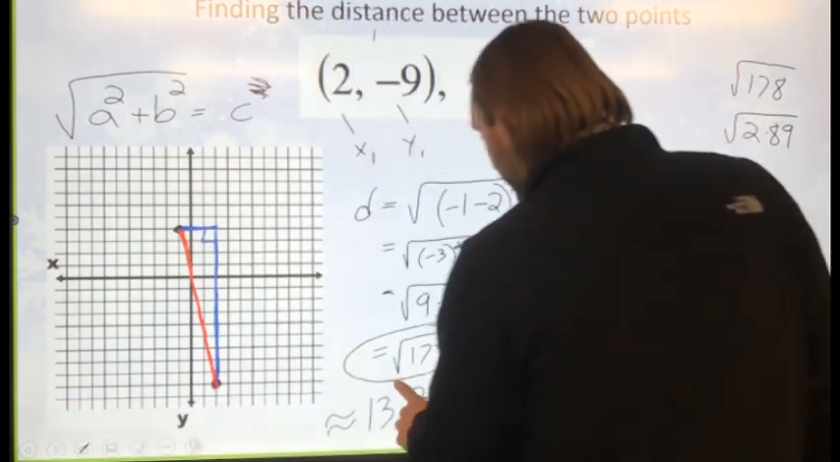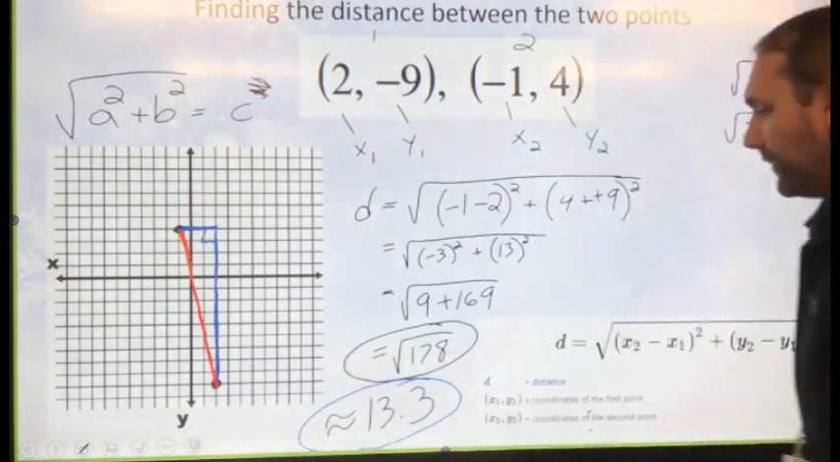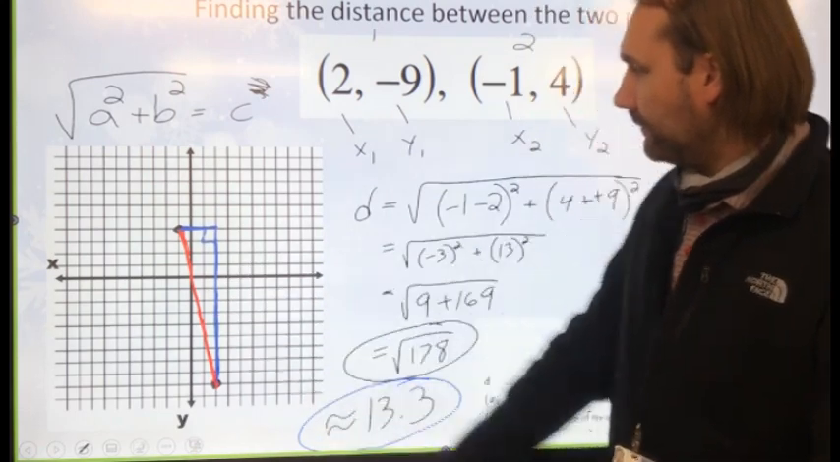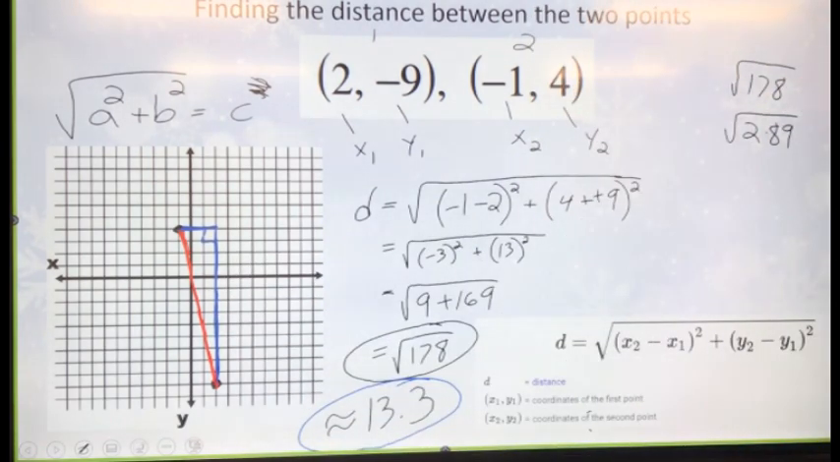So in your Schoology assignment, you could probably expect both, I believe: decimal form and exact form. But note that MyMathLab likes exact form. So about 13.3 is my distance between these 2 points. Again, we're looking for the hypotenuse.